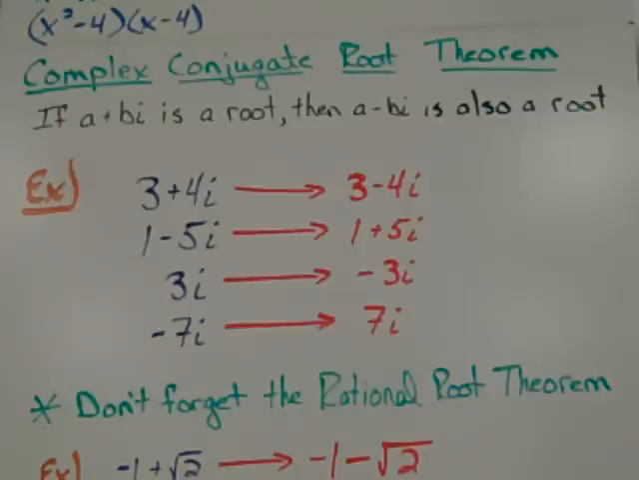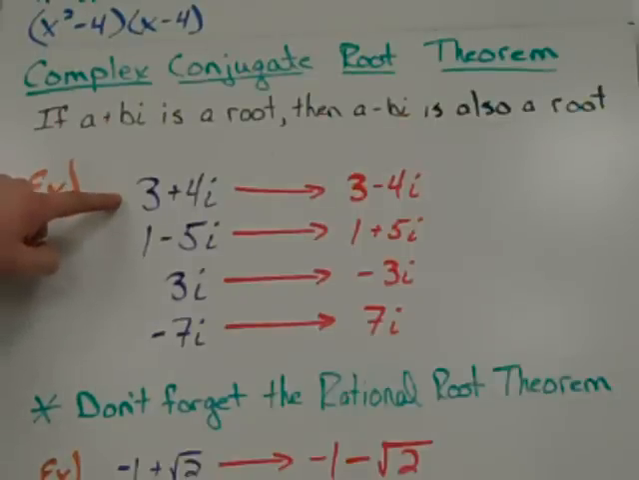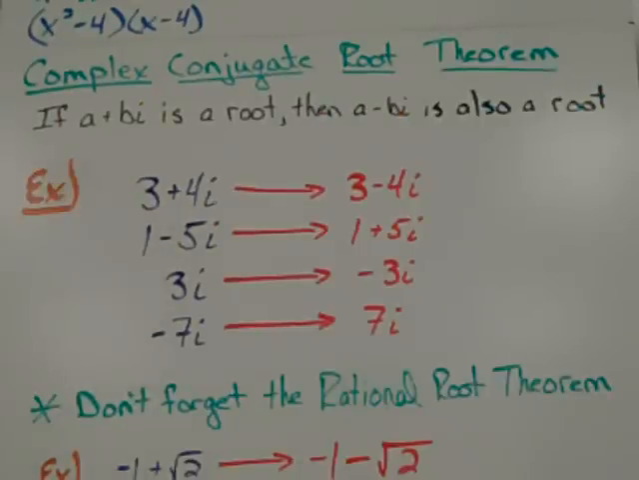Now also in this section, there's the complex conjugate root theorem, which, again, is something that we have discussed, maybe not in this exact setting, but we have talked about it. It says if a plus bi is a root, then a minus bi is also a root. Meaning, 3 plus 4i, if that is a solution or a root to an equation, then 3 minus 4i is also a root or a solution.